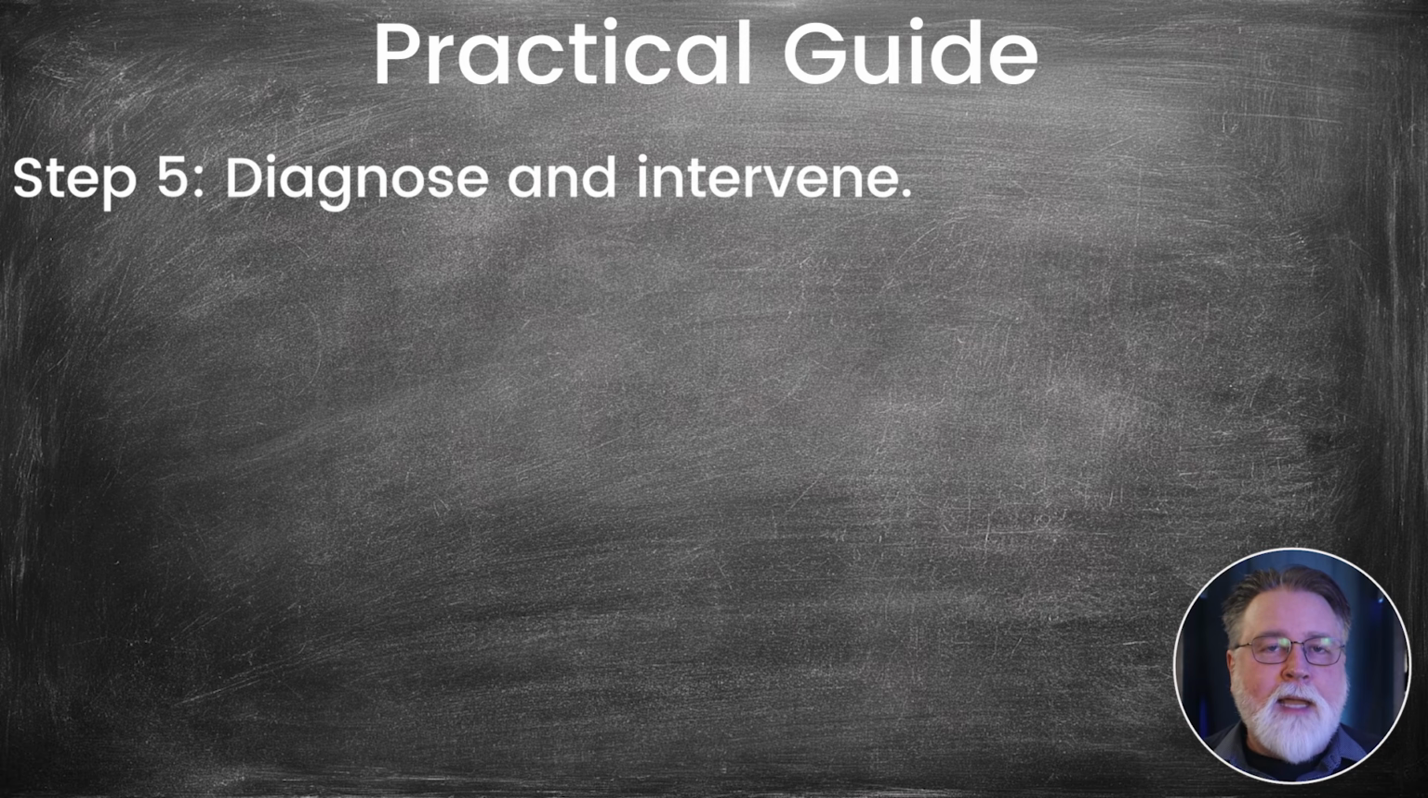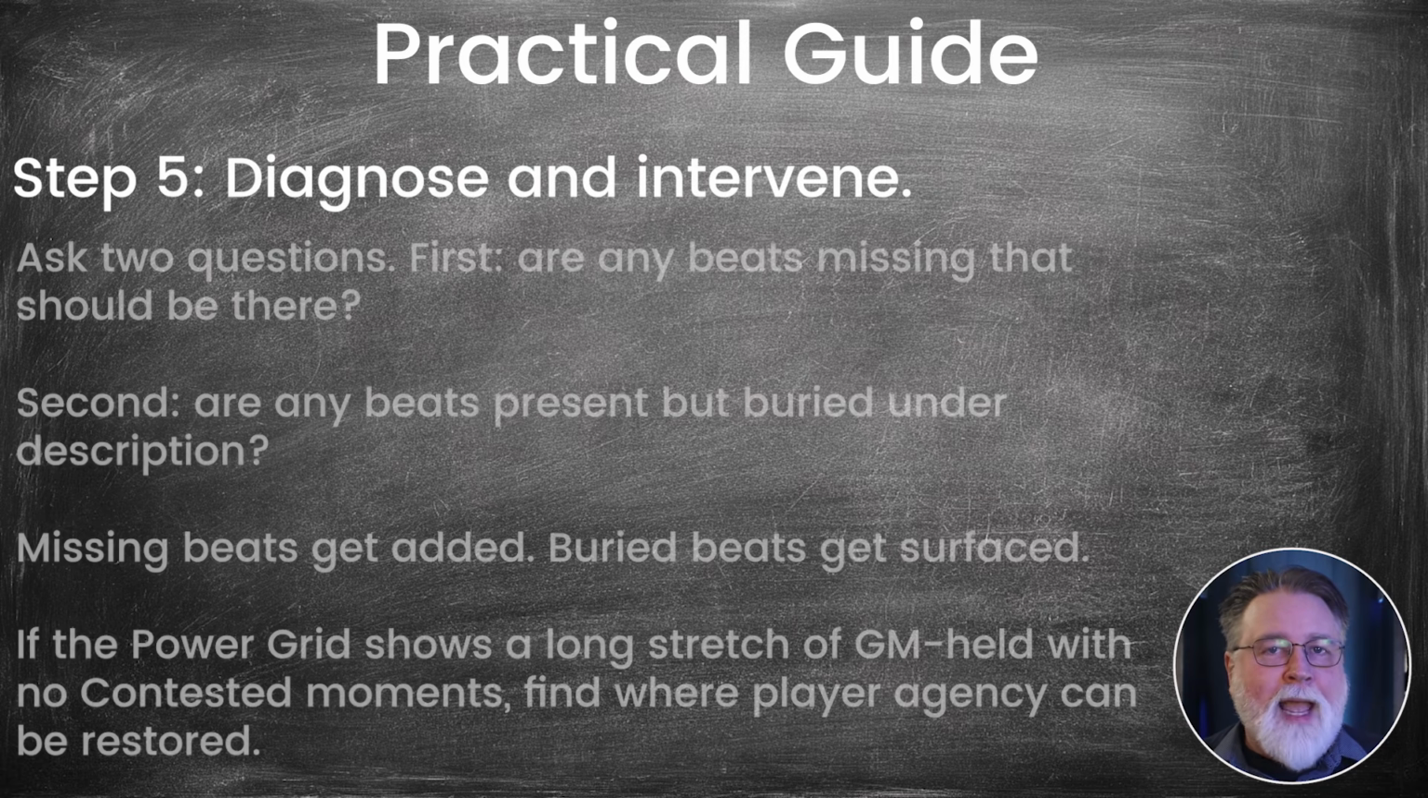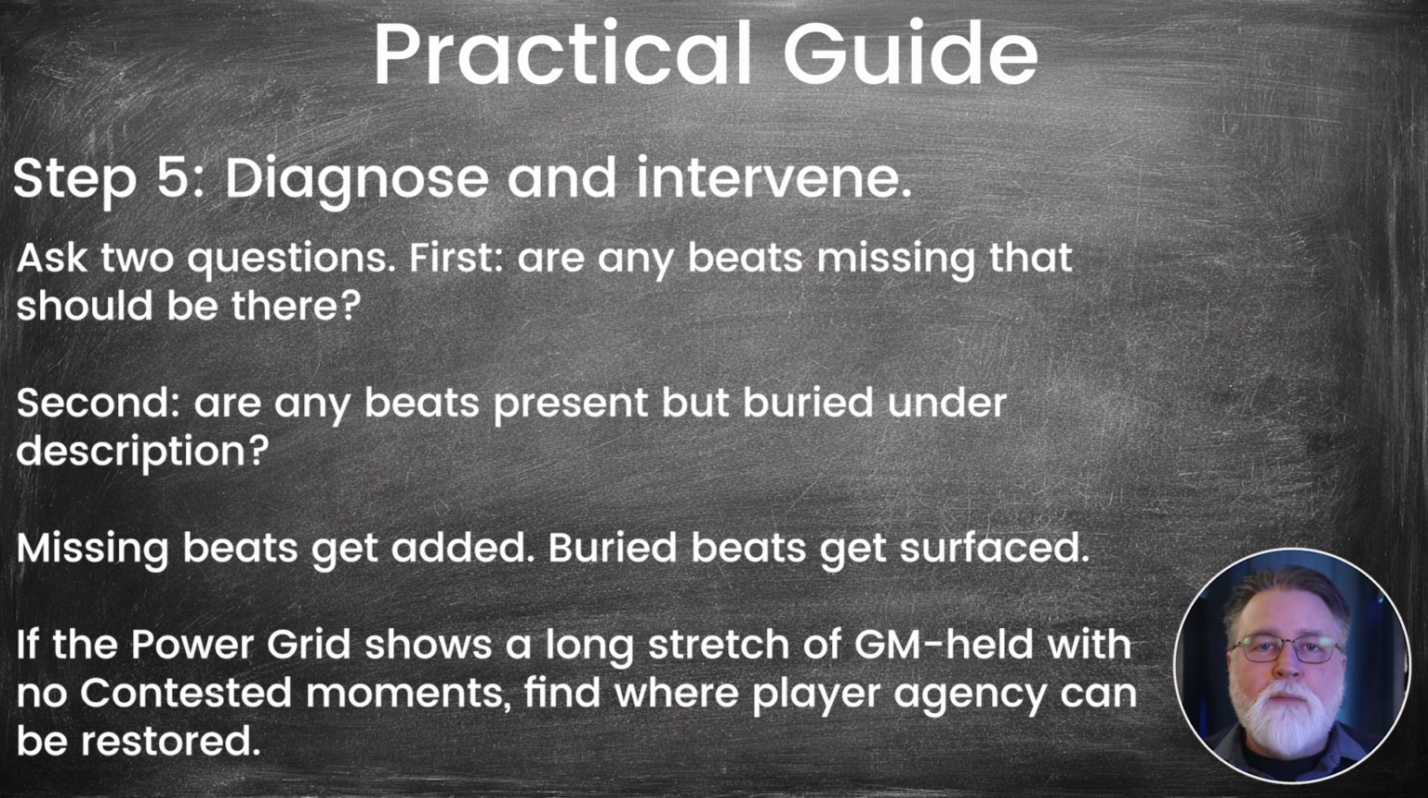Step 5. Diagnose and intervene if you want. Ask 2 questions. First, are any beats missing that should be there? Second, are any beats present but buried under description? Missing beats get added, buried beats get surfaced. If the power grid shows a long stretch of Game Master held with no contested moments, find where player agency can be restored.